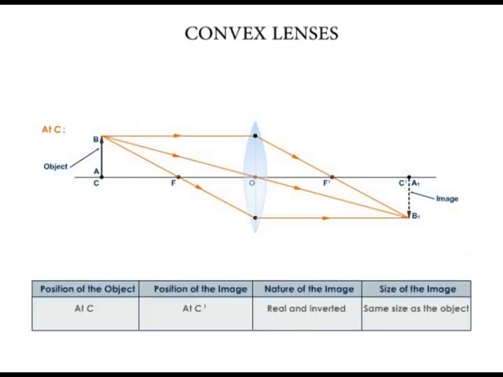Thus, when an object is placed at C of a convex lens, a real inverted image of the same size is formed at C on the other side of the lens.